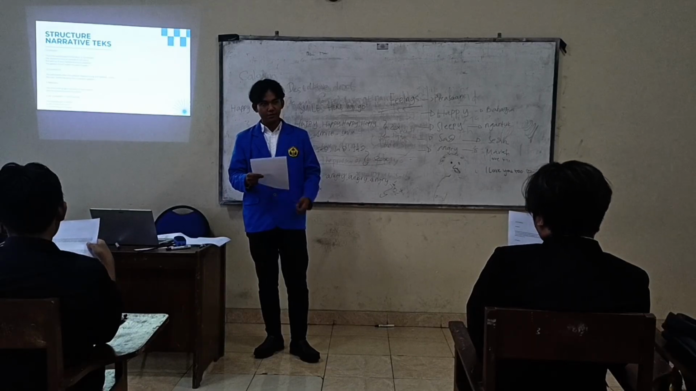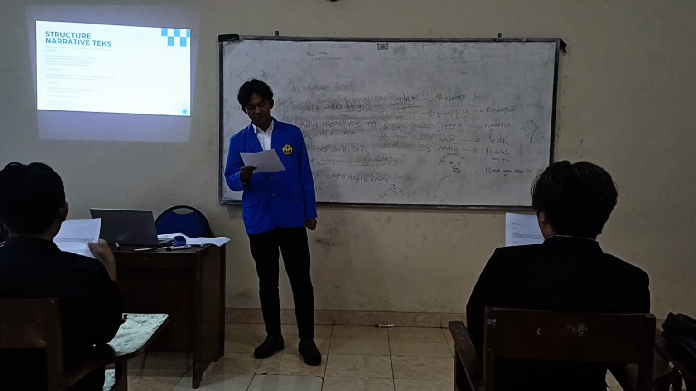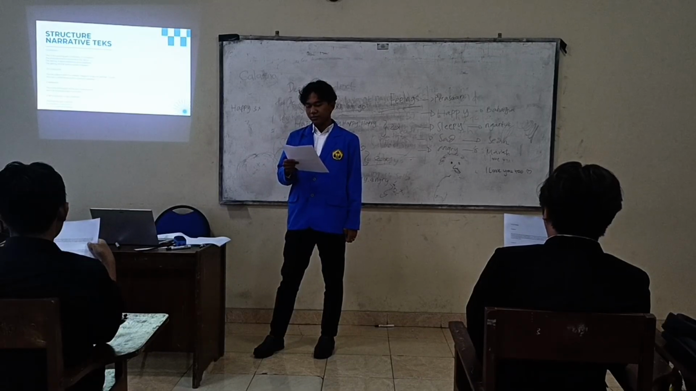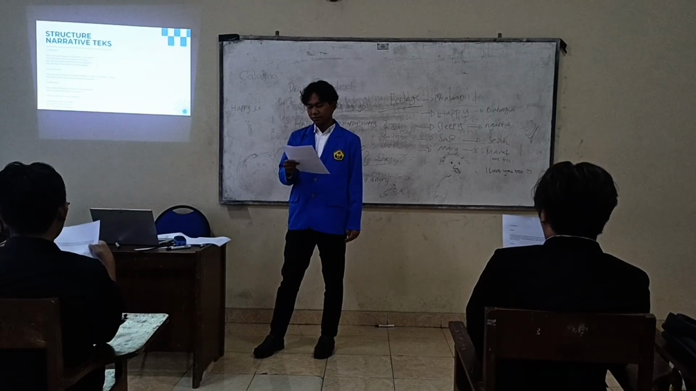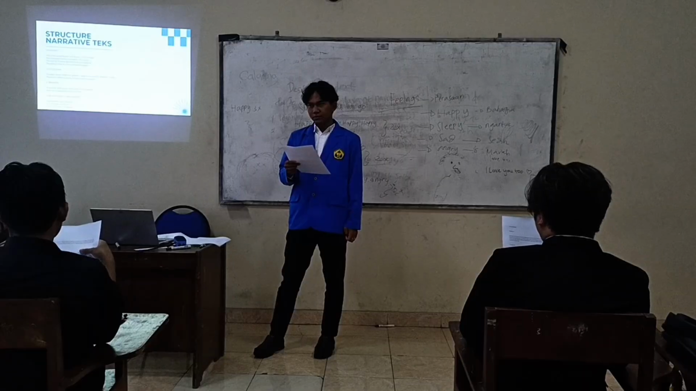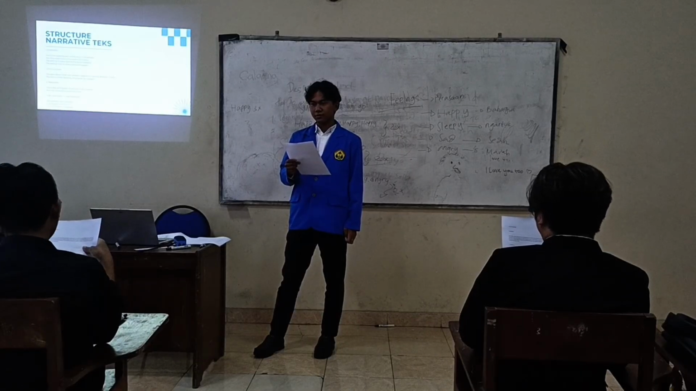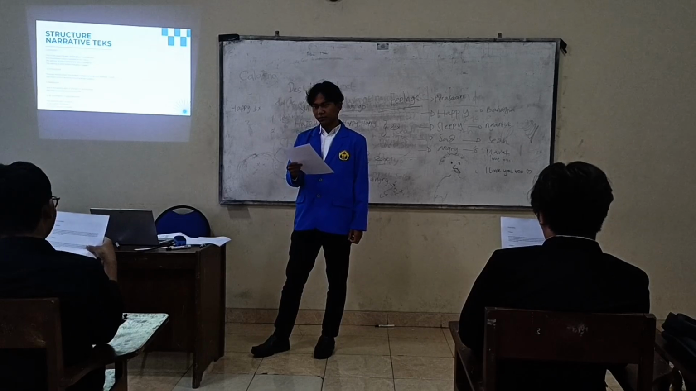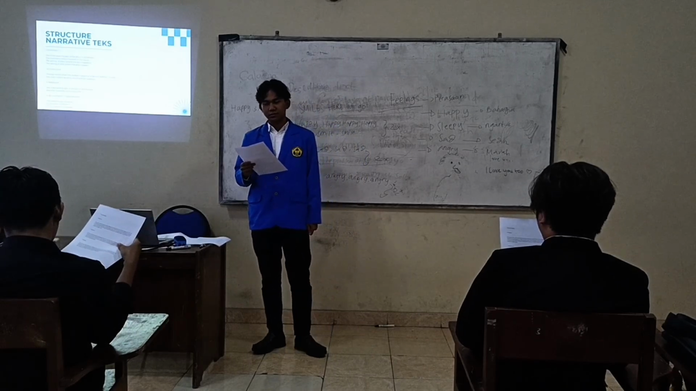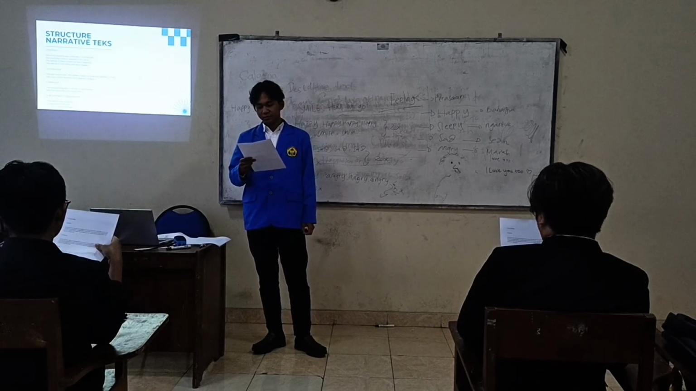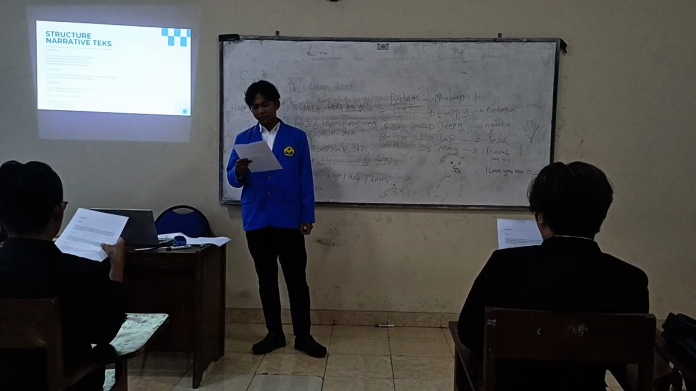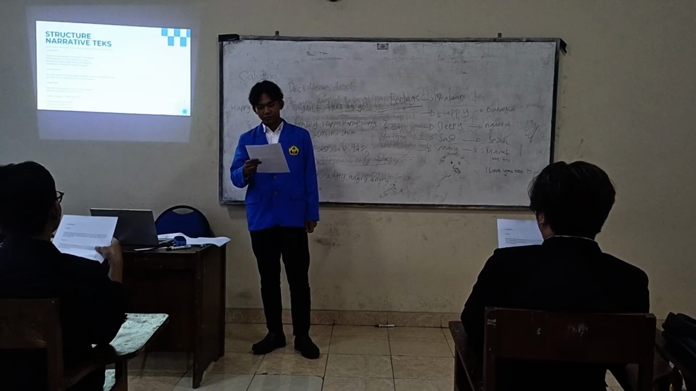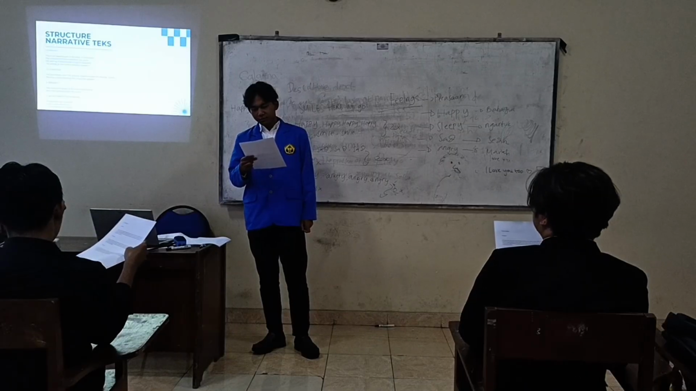Orientation. Once upon a time, there was a kind-hearted girl named Lina who lived in a small village near a river. She lived with her grandmother in a simple wooden house. One morning, Lina was asked to go to the market to buy some food. Before leaving, her grandmother gave her a golden necklace, her family heirloom, and asked her to keep it safe.